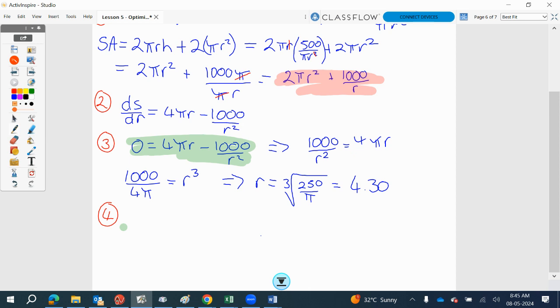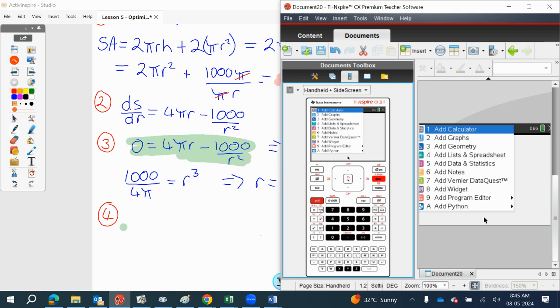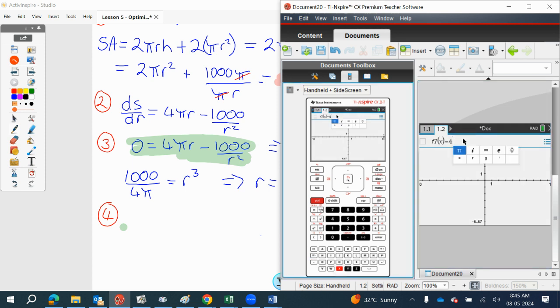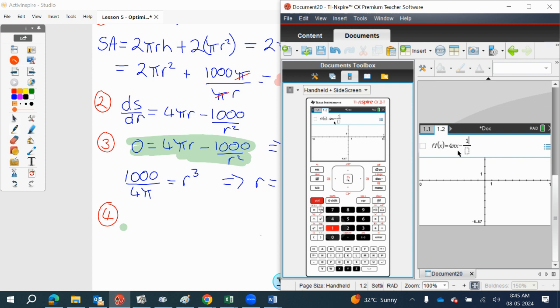Well, what is the derivative function? 4 pi r minus 1000 over r squared. So let me take my calculator. Let me add a graph page. I'm going to type in the derivative, 4 pi x minus 1000 over x squared.